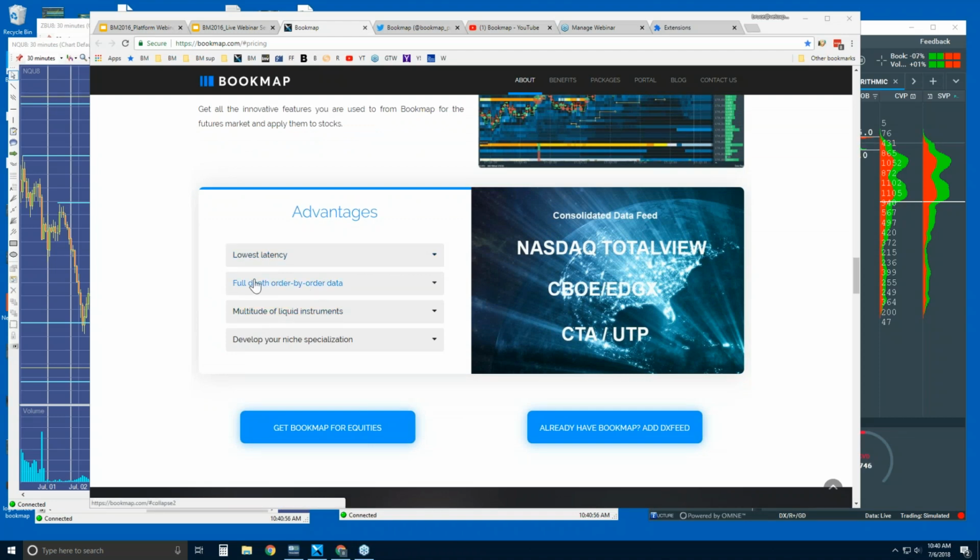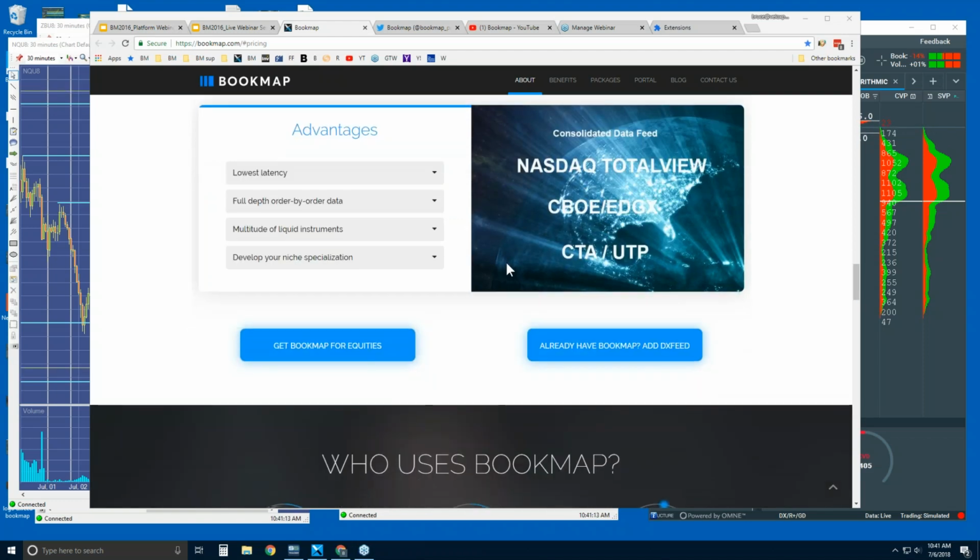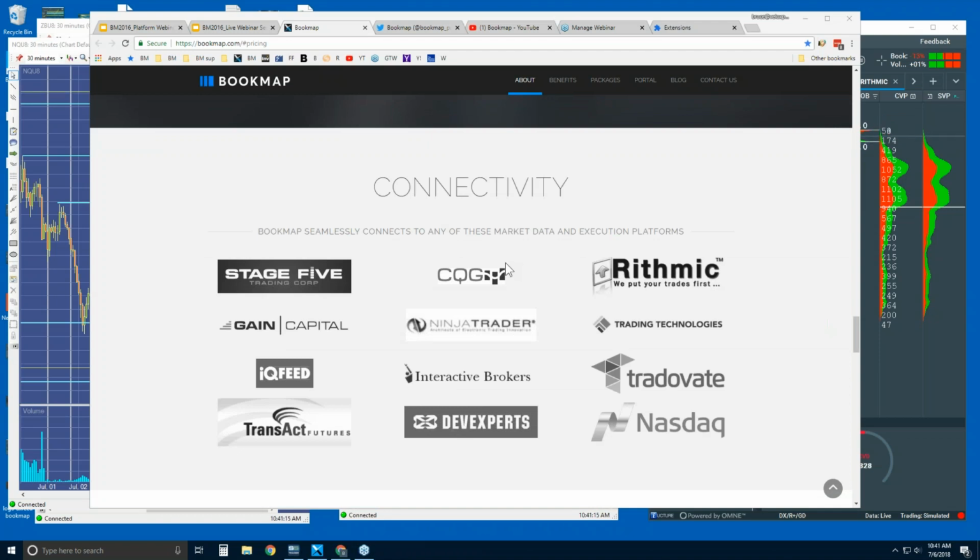Very low latency, full depth of market, which is a huge advantage here. You can get NASDAQ TotalView, or you can get EdgeX, or you can get both of them together. Okay, so those are the different feeds or consolidated feed that you can get. All right, let's scroll back down here.